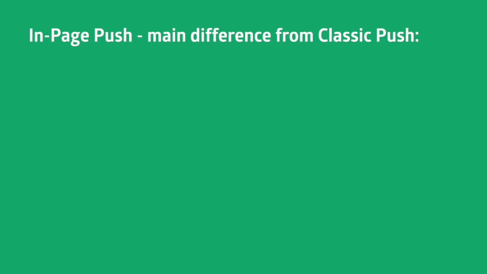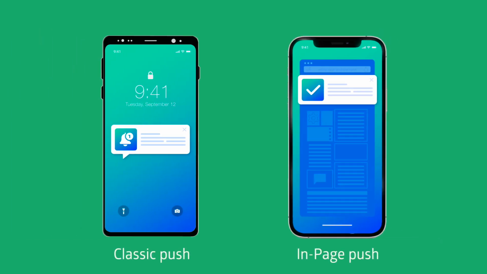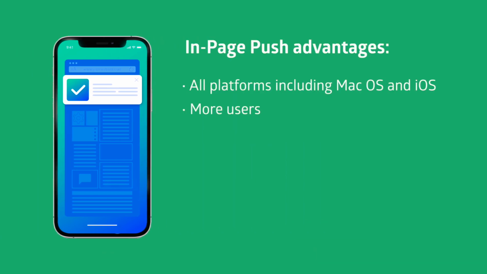In simple words, in-page push is a traffic type within your push campaign. In-page push works perfectly for iOS and macOS, which means that there are no platform restrictions for it. That's right, and this is the main difference between in-page push and classic push notifications. The first one allows you to target more users, even those with MacBooks and iPhones. This has always been an issue for advertisers. Indeed, you just couldn't reach them with standard ad formats.